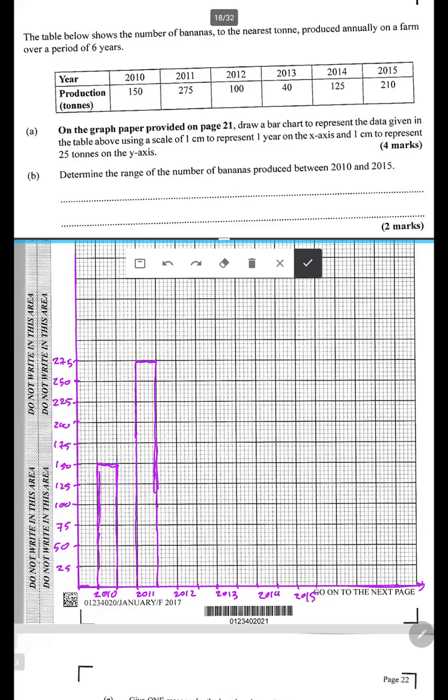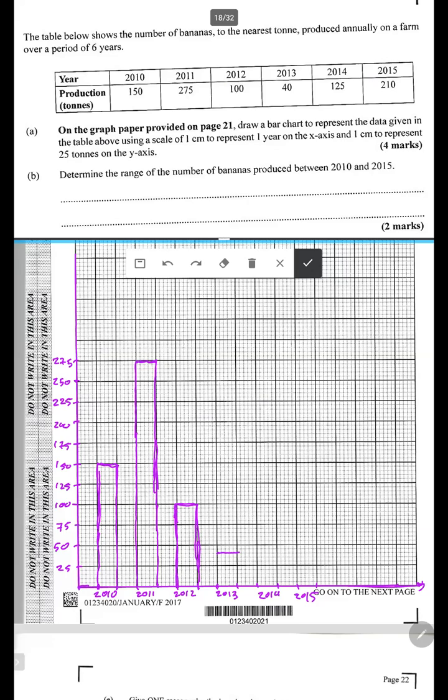Third bar is at 100. Bars must be spaced out. It's a bar chart. So you must have the same space between the bars, same as the width of the bars. A bar chart, not a histogram, and not for continuous data. The next one is at 40. So every small line is 5. So this is 25, 30, 35, 40. So 40 is right here.